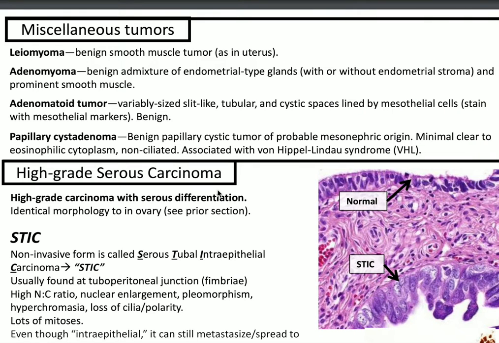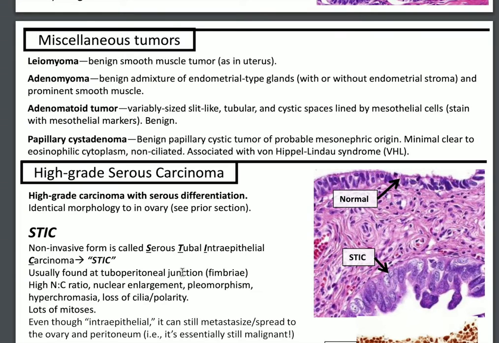Miscellaneous tumors. Leiomyoma, it's a benign smooth muscle tumor, usually we associate it with the uterus, but you can have it in the ovary. You have adenomyoma, which is a benign admixture of endometrial-type glands with or without endometrial stroma and prominent smooth muscle. Adenomatoid tumor has variably sized slit-like tubular and cystic spaces lined by mesothelial cells. So if you stain with D2-40 and other mesothelial markers, it'll be positive, and it's benign. Papillary cystadenoma is a benign papillary cystic tumor of probable mesonephric origin. It has minimal, clear to eosinophilic cytoplasm. It's non-ciliated and associated with von Hippel-Lindau syndrome.